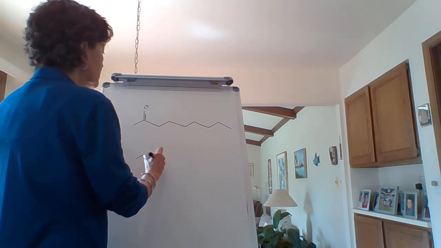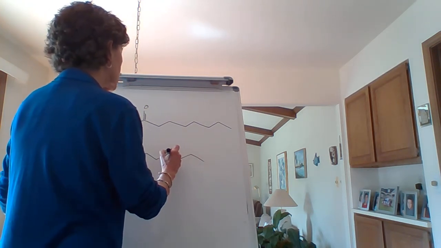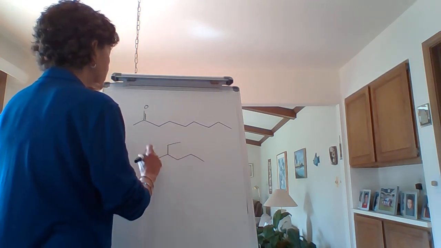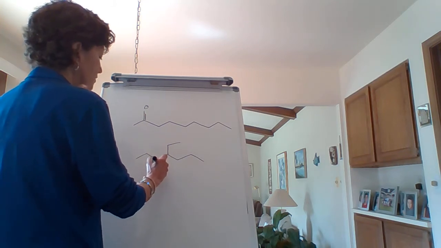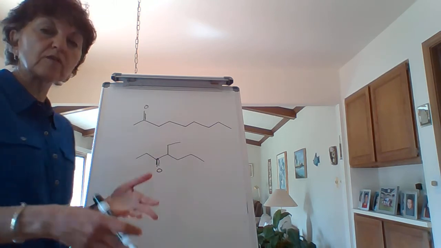And then you could maybe make it like this, put in an ethyl group. So 1, 2, 3, 4, 5, 6, 7, 8, 9. So you have this, and then you could have a carbonyl here. So this would be an isomer of this. You can play around with it quite a bit.